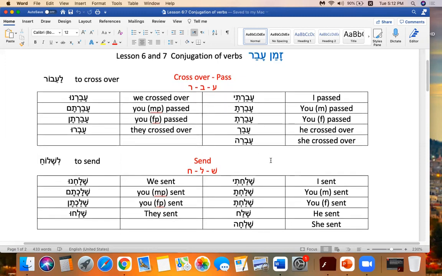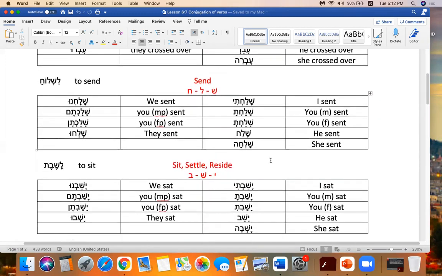Next, we're going to look at send. You use send a lot. To send is lishloach. So I sent, shlachti. You masculine, shlachta. You feminine, shlacht. He sent, shlach. She, shalcha. We, shlachnu. You masculine plural, shlachtem. You feminine plural, shlachten. They, shalchu.